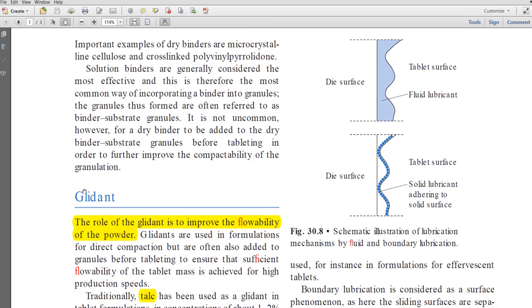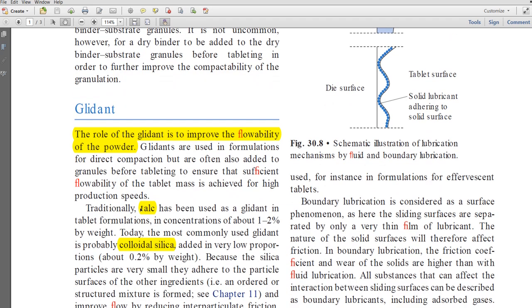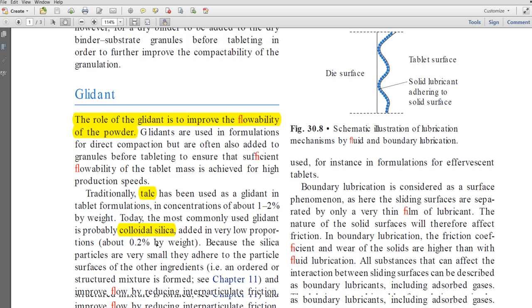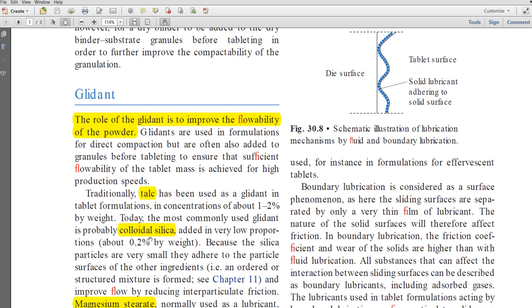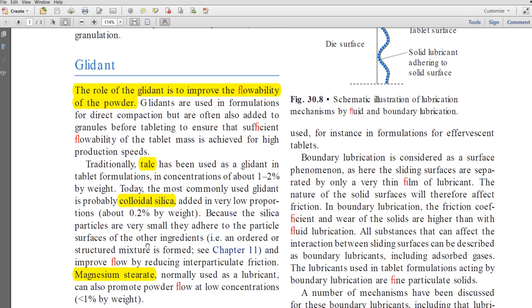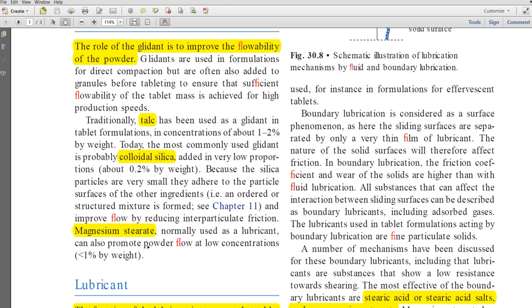Okay, if you go to your resource, what do you mean by glidant? This is the definition of glidant. And here we have examples: talc, colloidal silica. Colloidal silica, low silicon dioxide that you studied with capsules. It can be used in very small quantity. See how much, 0.2%. It's not a diluent. Diluents are used in very large or relatively large proportion.